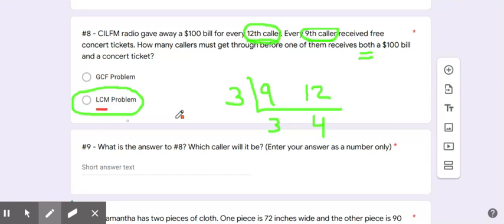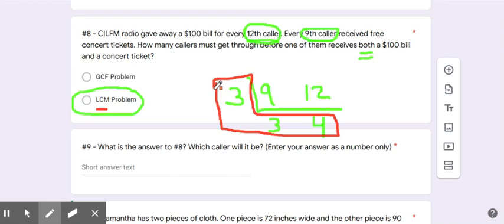I want the LCM in this problem, so I'm going to go down and to the right, make my L box, and I'm going to multiply these numbers together. 3 times 3 is 9, and 9 times 4, that is 36. That's my LCM. And so basically what this is telling me is, here in number 9, it says, what is the answer to number 8? Which caller will it be? Enter your answer as only a number. So the 36th caller will actually get both rewards. They will get the $100 bill and the concert ticket.